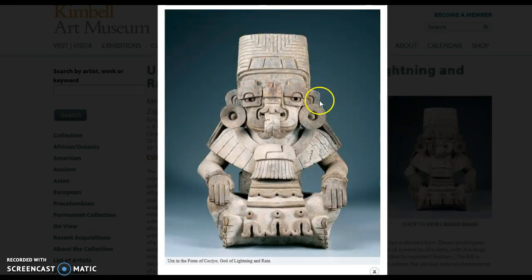Okay. So the second piece here is the urn in the form of the Kokio, god of lightning and rain. So this piece is from Mexico, and part of the Zapotec culture. It was created in the early classical period, from about 850 to 600. And it's made out of ceramic. It stands about 45 centimeters, so about 3 feet.